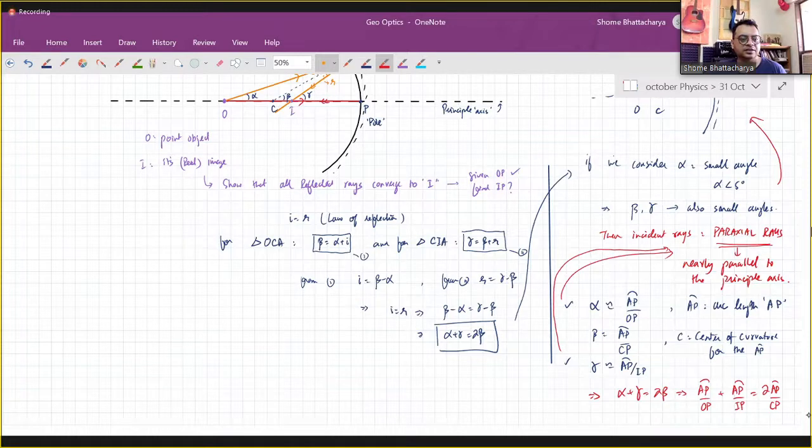Of course, we can conduct an experiment and from that verify it. And not only is this a proof that we will get an image at that point I, but it gives us, more importantly, the formula for the relationship between object distance and image distance.